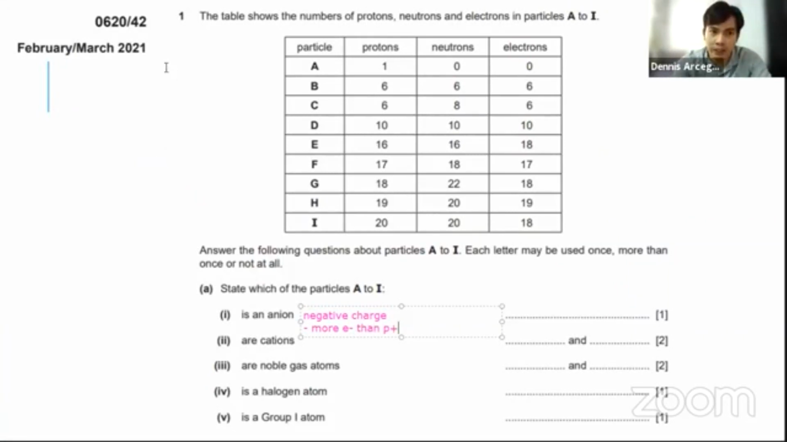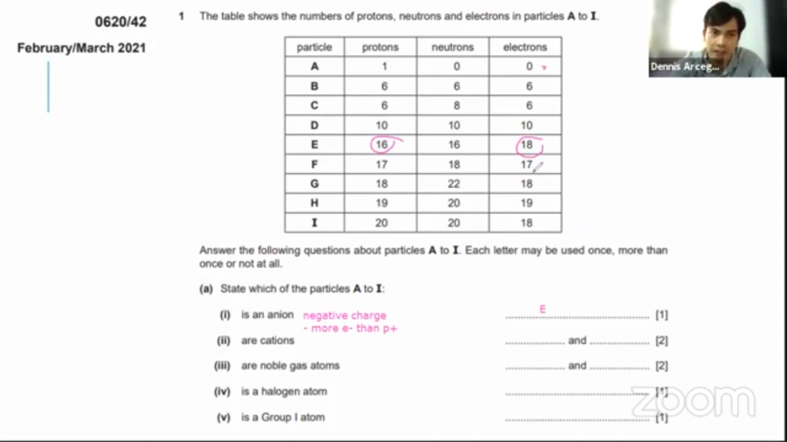Now you're going to look here on the table, which has more electrons? Let's see. 1, 0, so this is not the answer. 6, 6, they are the same. 6, 6, 10, 10, 6, 18. So look at letter E. Letter E has more electrons, so it means it is an ion. So for this one, it will be letter E, because it has more electrons.